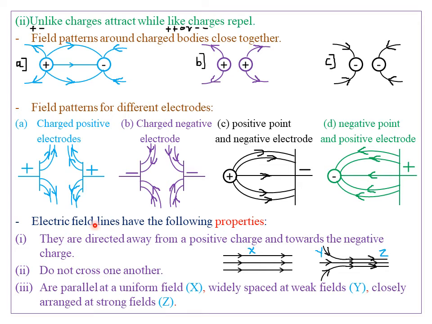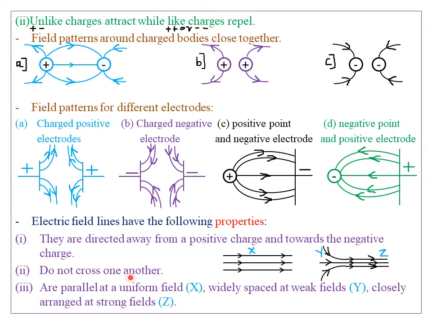Lastly, we look at the electric field lines. The properties of the electric field lines. One is that they are always directed away from the positive terminal, or the positive charge, and towards the negative charge. That is, as we saw here, they move from the positive towards the negative. Then they do not cross one another. They repel each other sideways.